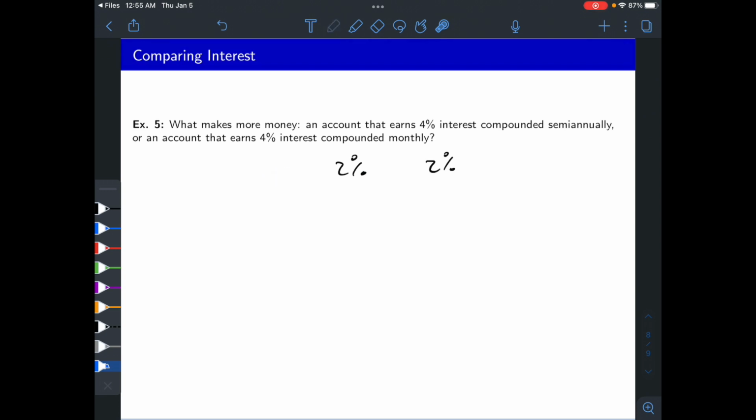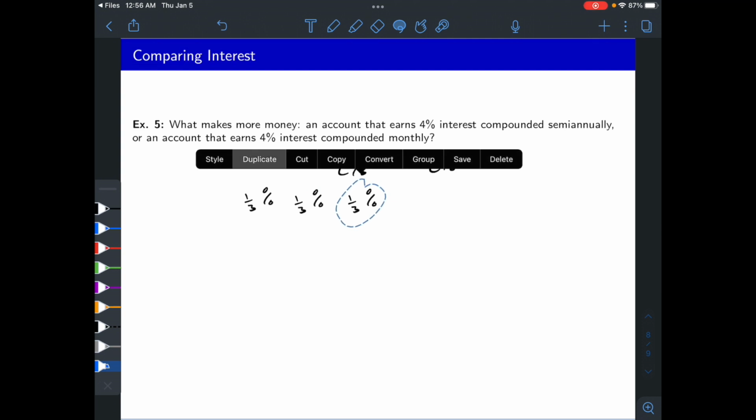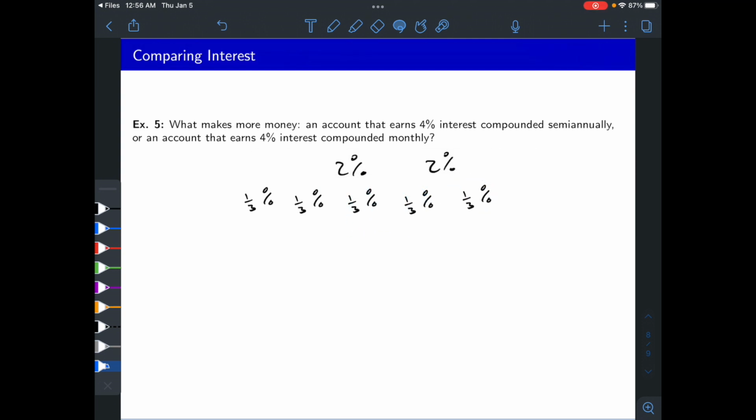So that's good. What about if we're compounding monthly? 4 divided by 2, that's 2%. That's how we get that. 4% divided over 12 months, 4 over 12 is just 1/3 of a percent. And then you do this 12 times.